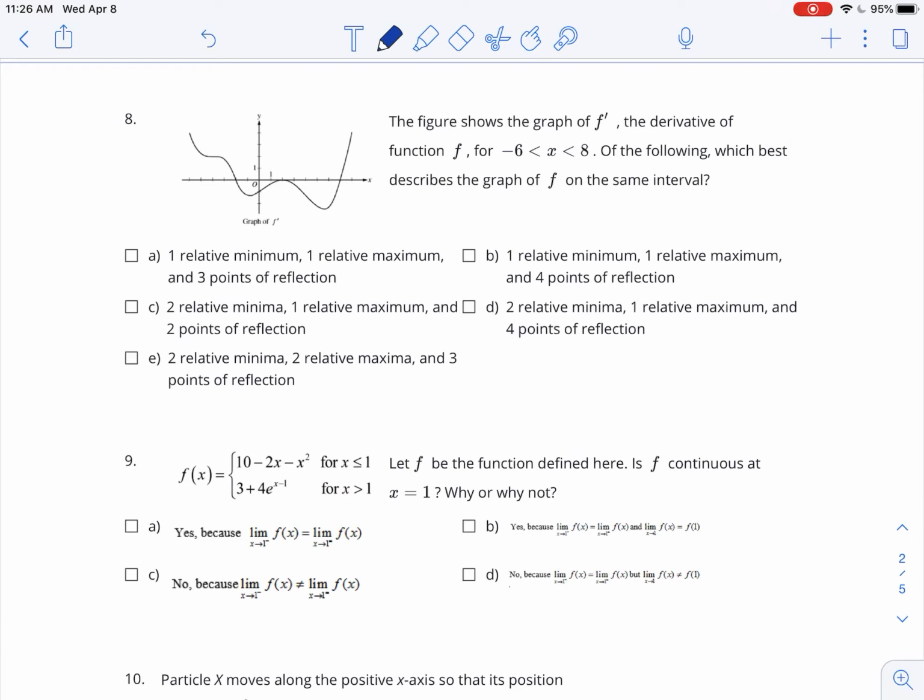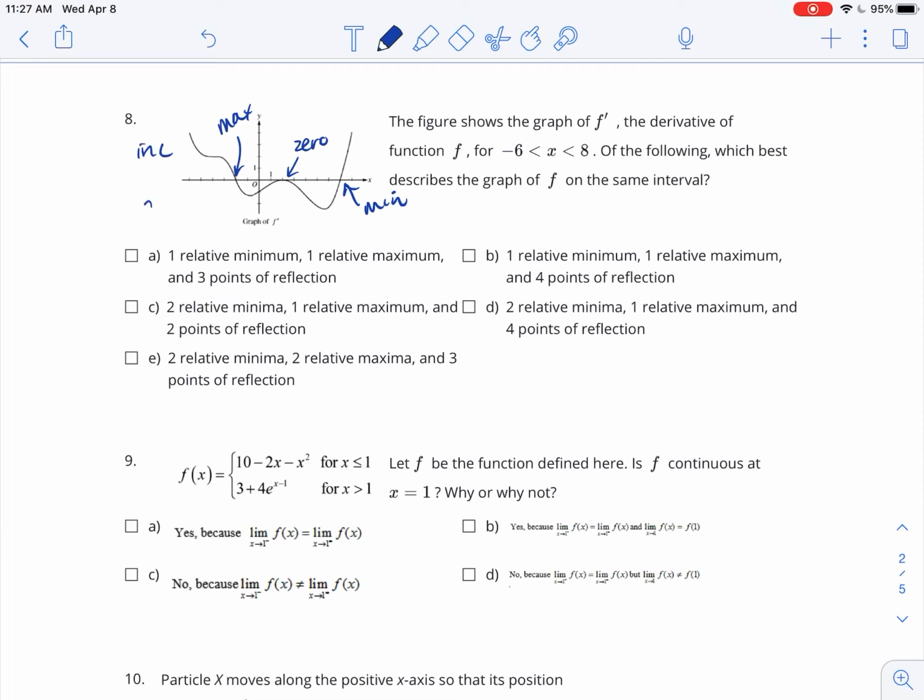Okay, number 8, the figure shows the derivative, so that's just f prime, between -6 and 8 on the interval. Which best describes the graph of f on the same interval? Okay, so we did this back in, I don't know, unit 2 when we were looking at derivatives. I know I'm going to have a max here because it's going from positive to negative. I have a 0 slope here. It's not going to be a max or minimum. It'll have that cubic little flat area in the function, but it's all decreasing in that area.